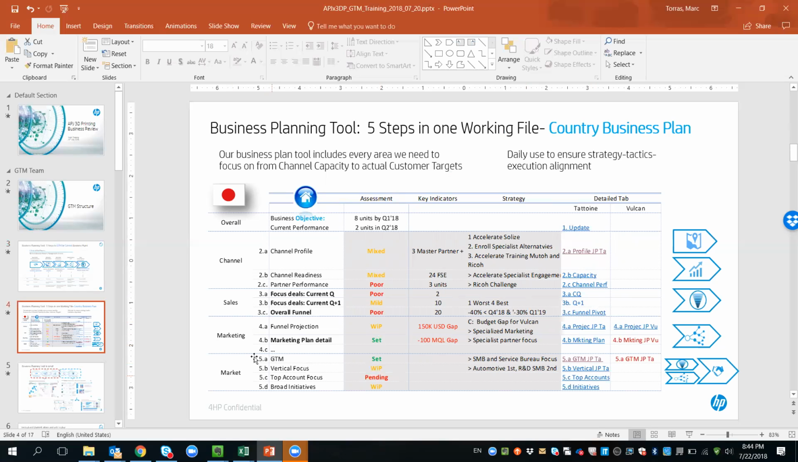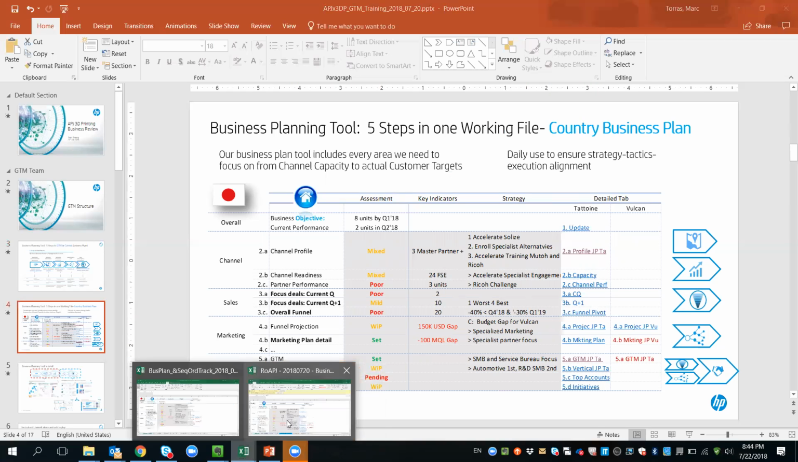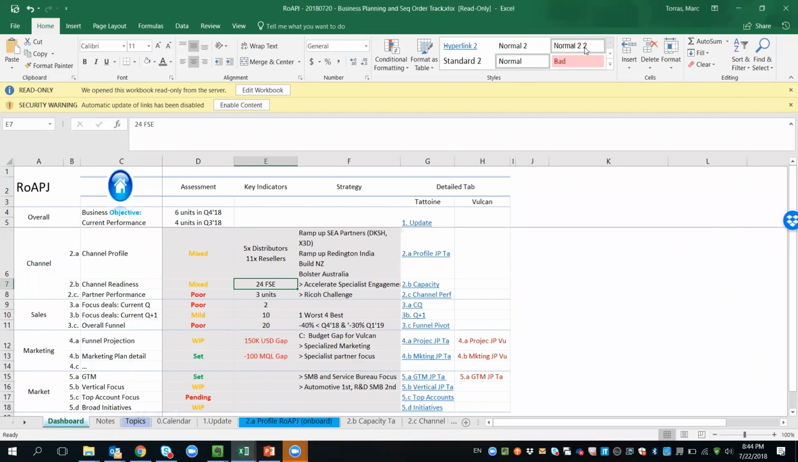And then the key area, which I think is what we're focusing on, the go to market. What are our priorities? Which verticals are we focusing on? What are the top accounts? So if I go to the Excel sheet here, you'll be able to see the dashboard here. I sent this to you, but I acknowledge that was pretty complicated.